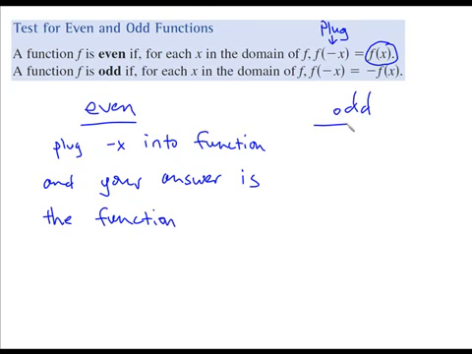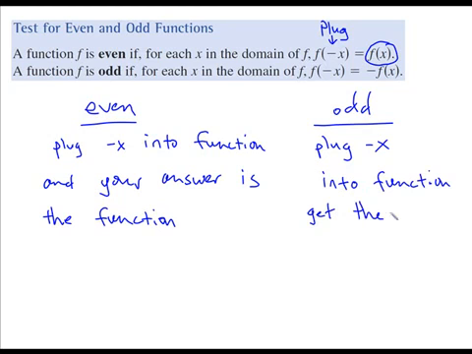A function is odd if you plug negative x into the function and you get the exact opposite of the function. So you get negative f of x, the exact opposite. That's what that represents right there. Okay, so that's how you determine if it's even or odd. Now, if you don't get either of these situations, then it would be considered neither. Okay, so let's take a look at an example.